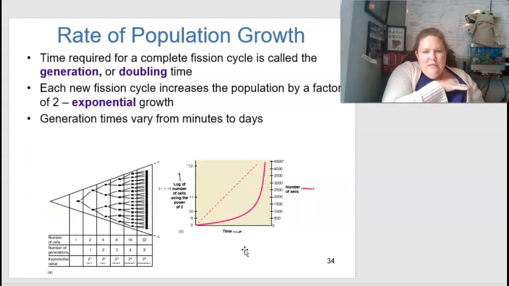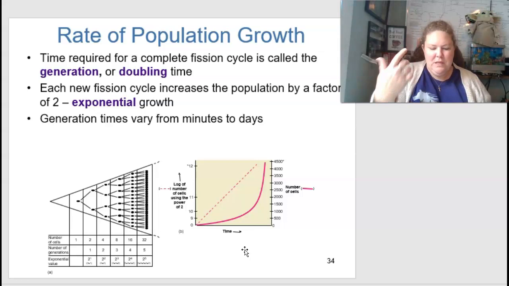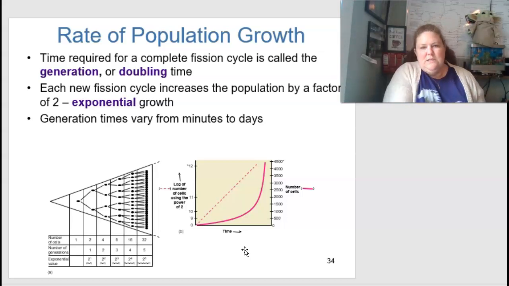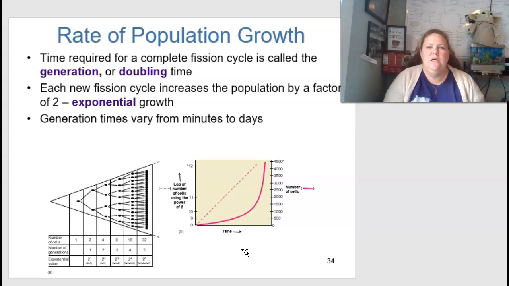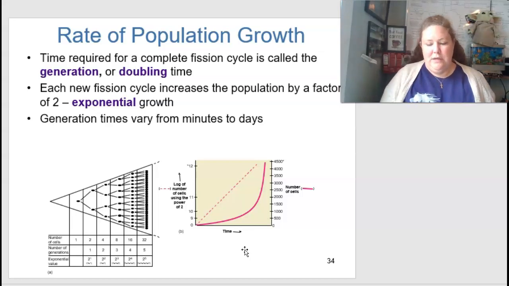So what about the rate of population growth? Okay, this is figure 7.16 in your book. The time that is required for a complete fission cycle is called generation or the doubling time. And for each new fission cycle, this increases the population by a factor of two. And so this is known as exponential growth. And the generation times vary from minutes to days, dependent on what organism it is.